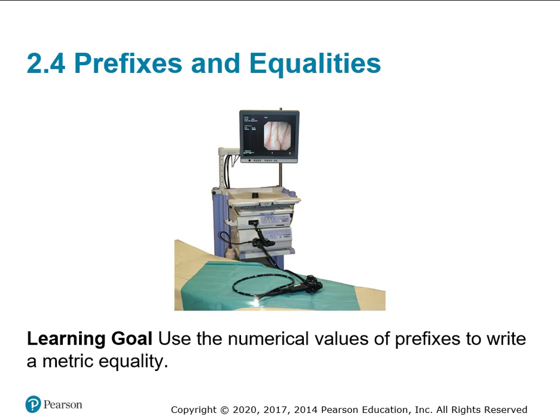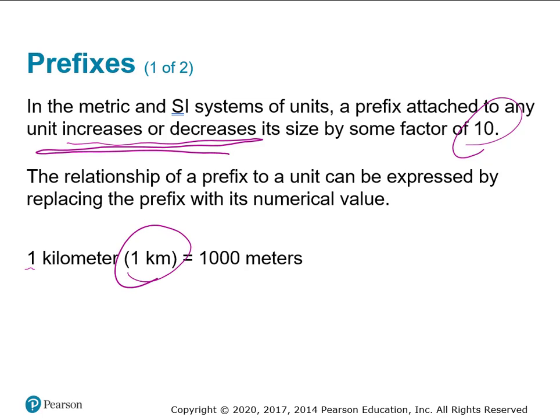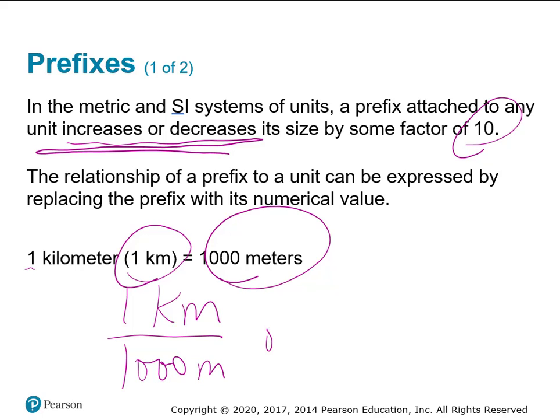The next section, we're going to look at prefixes and equalities. We're going to use the numerical values of prefixes to write a metric equality. In the metric and SI systems, a prefix attached to any unit increases or decreases its size by some factor of 10. The relationship of a prefix to a unit can be expressed by replacing the prefix with its numerical value. So 1 kilometer is equal to 1,000 meters. And I can write that and say 1 kilometer, in 1 kilometer there's 1,000 meters. Or I can say in 1,000 meters it's equal to 1 kilometer.